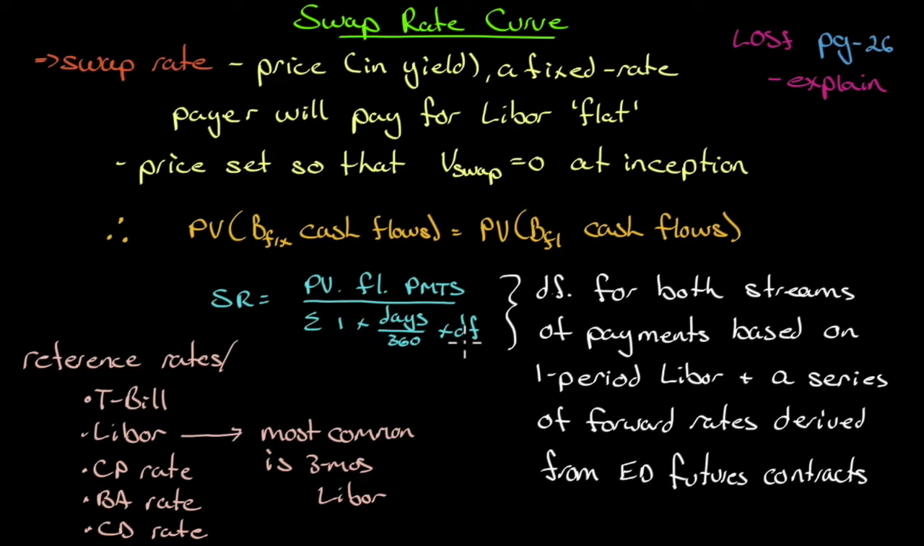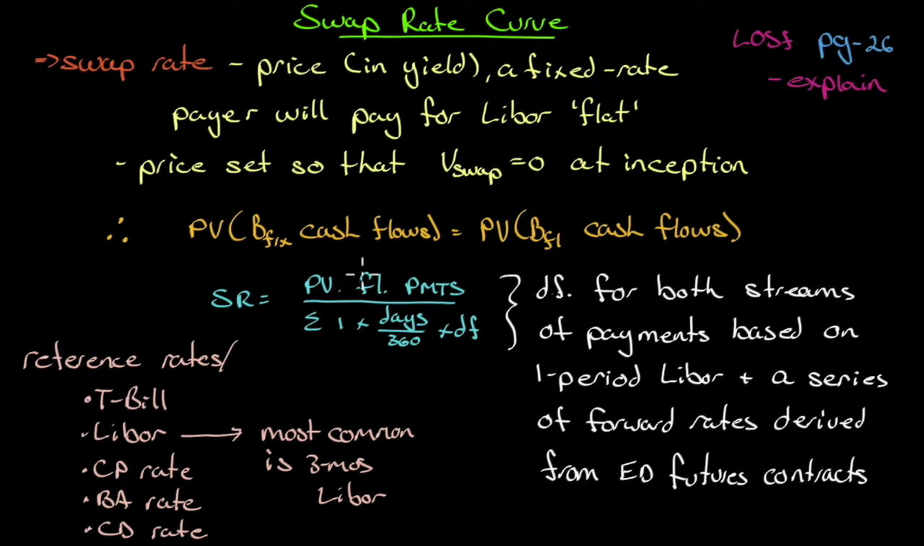The discount factor, DF, is the discount factor for both streams. We discount to arrive at present value. We discount both streams of payments based on one period LIBOR plus a series of forward rates derived from Eurodollar futures contracts. So that's how we get our denominator in order to discount all of the future cash flows, because you can rightly argue that, well, hang on, if this is a floating rate bond, we know the first payment, but we don't know all the others. Well, we use the forward rates to discount those payments to come up with a present value. Later on, we'll see a shortcut in this where we don't really have to discount anything.